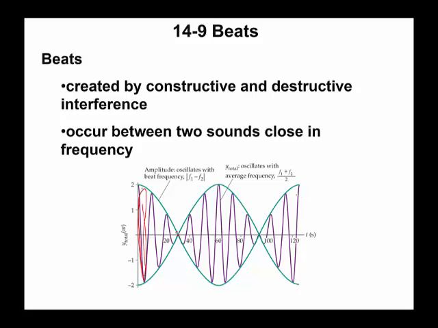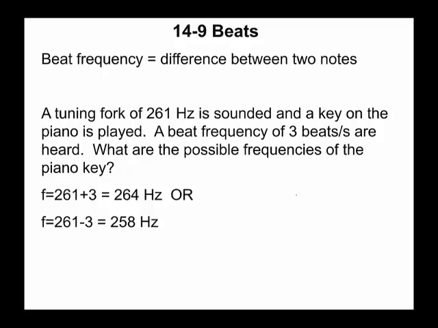And if I want to find what's called the beat frequency, that's the difference in the frequencies of the 2 notes. So in this example, I have a tuning fork of 261 hertz, and I'm trying to tune a piano, so I hit a key on the piano. And I hear a beat frequency of 3 beats per second, or in other words, 3 hertz. So that means they ask me to find out what's the possible frequency of the piano key.